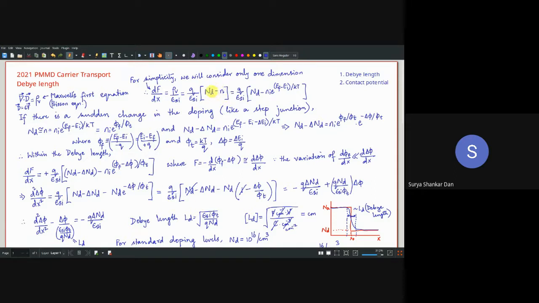For a more realistic situation, you can even consider ND minus NA. That is also fine. Remember, I am not specifically mentioning that this is ND plus and NA minus, because of that very fundamental assumption which I have told you, that we are choosing the dopant materials such that EC minus ED, or EA minus EV, are less than or in the same order of kT.